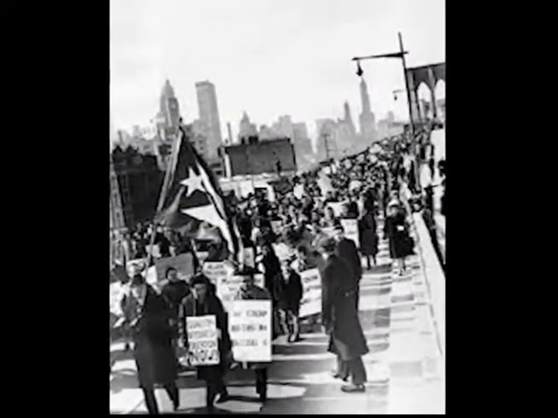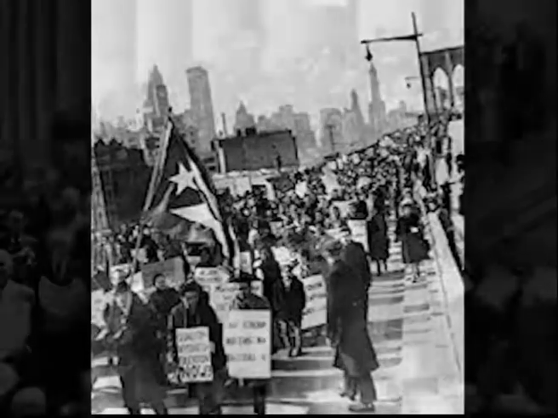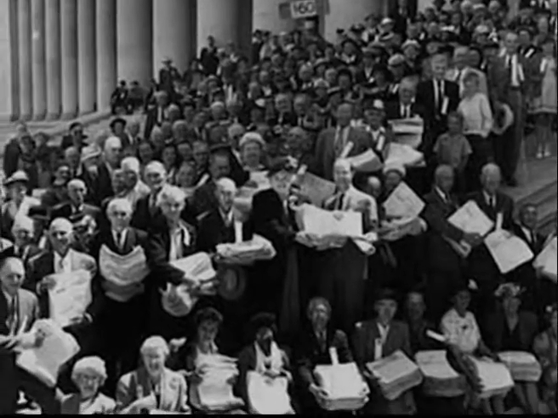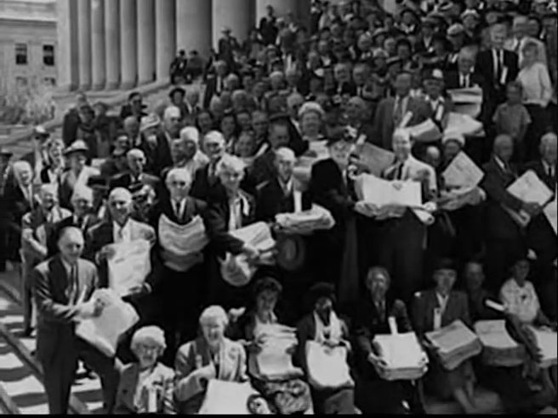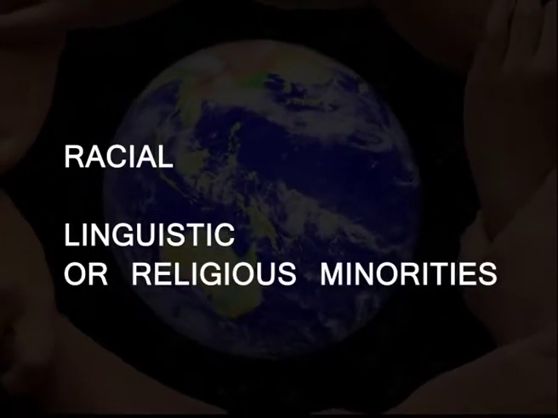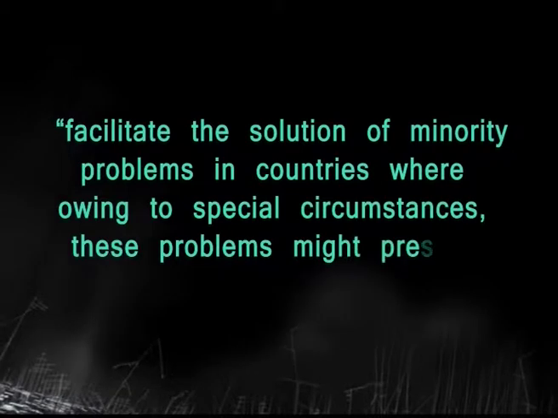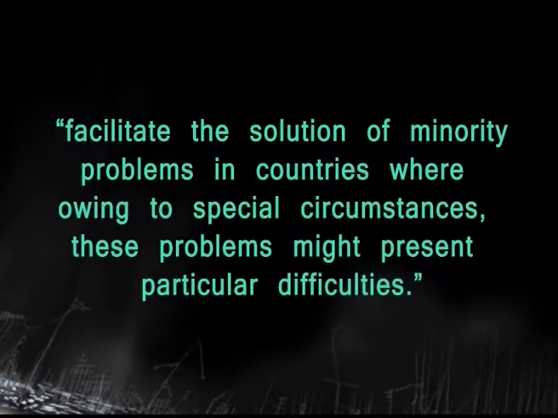Despite some successes, the system suffered from a number of serious flaws. The League system by design applied only a carefully worked out set of rights to a small number of states. For example, the League quite deliberately did not achieve a general jurisprudence applicable wherever racial, linguistic, or religious minorities existed. Instead, it depended on country-specific treaties designed to facilitate the solution of minority problems in countries where, owing to special circumstances, these problems might present particular difficulties.